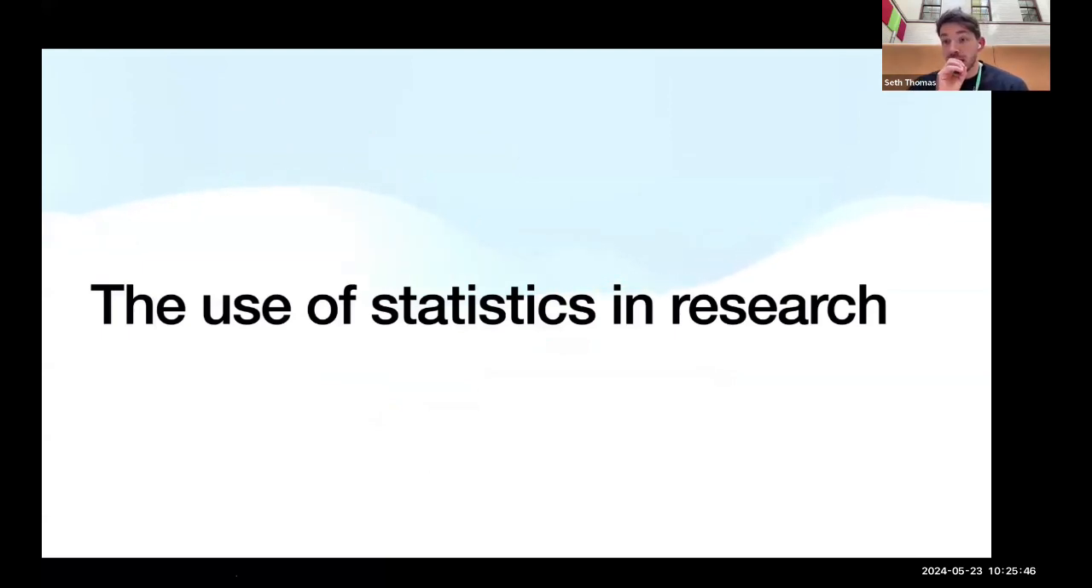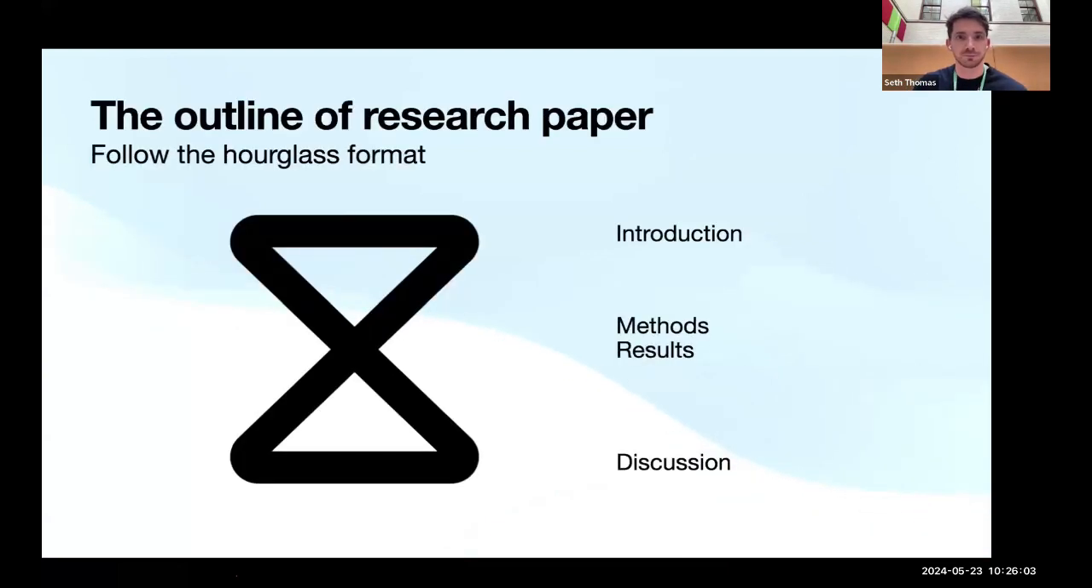So that brings us to the second half of what I wanted to talk to you about today, which is how we use statistics in research, and how they can help us answer the questions that we pose, either as scientists or as members of the public, and understand the data that's around us. So I wanted to talk quickly about the outline of a research paper.